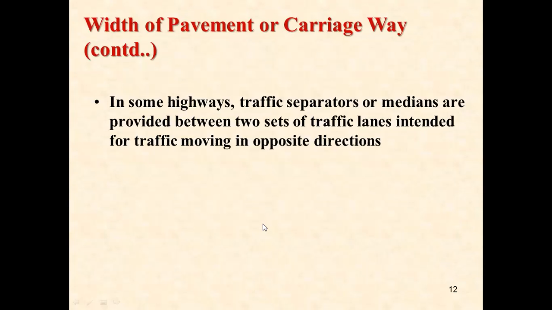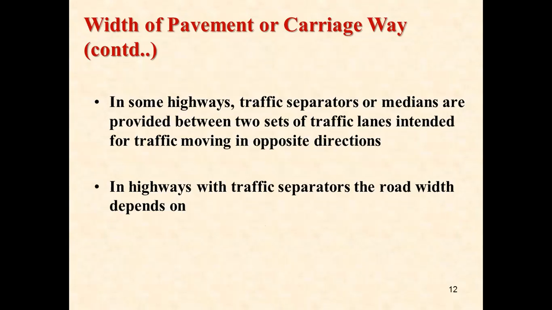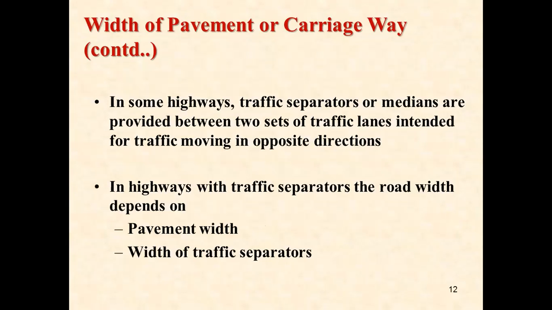In some highways, traffic separators or medians are provided between 2 sets of traffic lanes intended for traffic moving in opposite directions. In highways with traffic separators, the road width depends on the pavement width and the traffic separator. The lane division may be a permanent construction, called a median, which we provide with cement concrete. Otherwise, a temporary division is done by painting with white color.